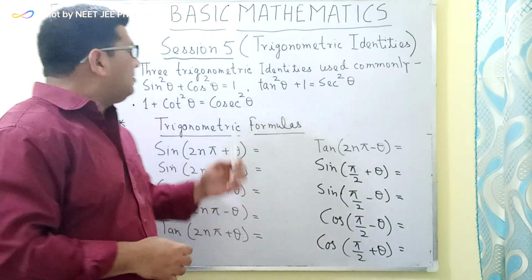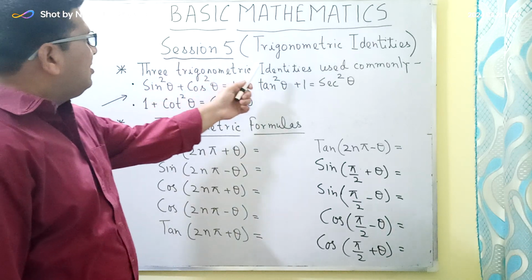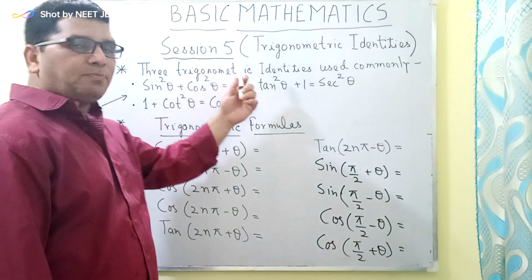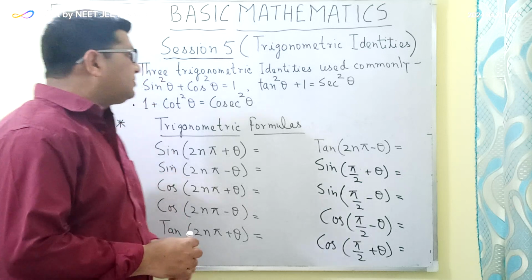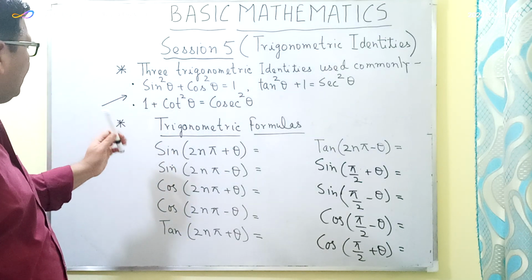Good evening, everyone. This is session 5 from the playlist of basic mathematics. The topic is trigonometric identities, and as you all know, this playlist is primarily meant for the students who are preparing for the NEET examination. So on this board I have written 2 bullet points here.